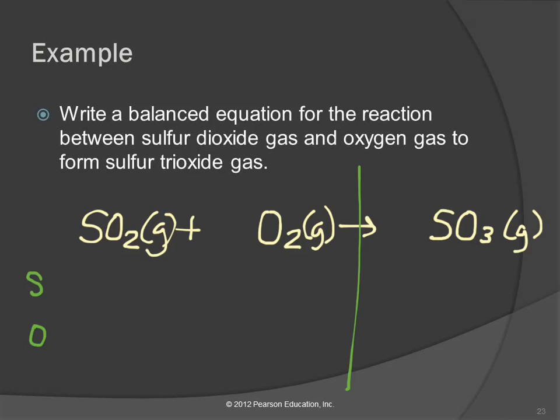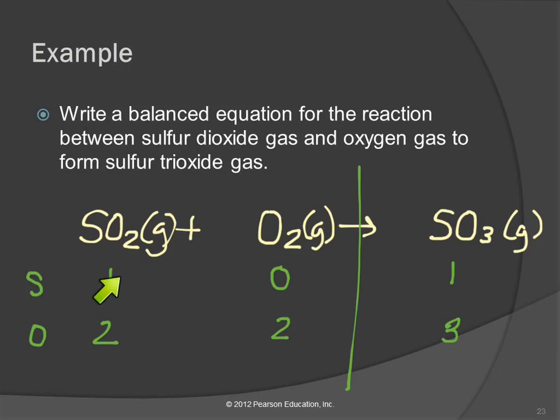I'm just going to go through and tally up how many I've got. So in this compound, I have 1 sulfur and I have 2 oxygens, just looking at the formula. And then in this one, I've got 0 sulfurs and 2 oxygens. And over on the right, I've got 1 sulfur and 3 oxygens in this compound. This can be really useful, especially for more complicated equations.